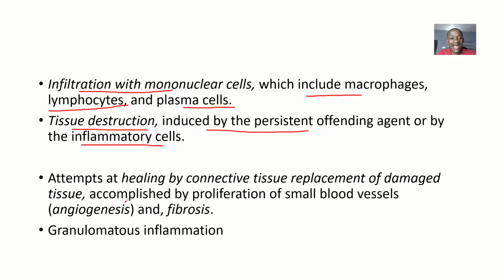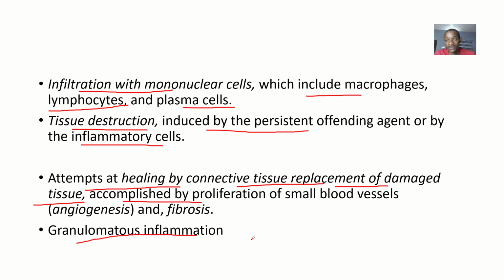Now, attempts at healing by connective tissue: replacement of damaged tissue. The body is trying to replace the connective tissues of any tissue that was damaged. This is accomplished by proliferation of small blood vessels, that's angiogenesis, and fibrosis. So if you are looking at chronic inflammation, you should most likely see small blood vessels trying to generate there, and fibrosis. And the biggest characteristic of chronic inflammation is what?